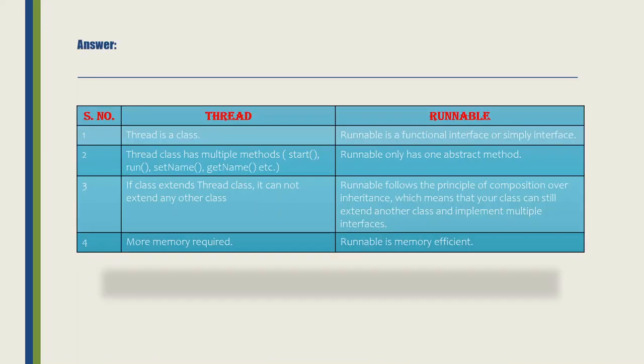Alright, so the main difference between Thread and Runnable is that Thread is a class, whereas Runnable is a functional interface, or simply an interface. And one of the differences is if we extend the Thread class in Java, we cannot extend other classes. Whereas when we use Runnable, we have the freedom to implement other interfaces also. In the case of Thread, we need more memory, whereas in the case of Runnable, we need less memory.